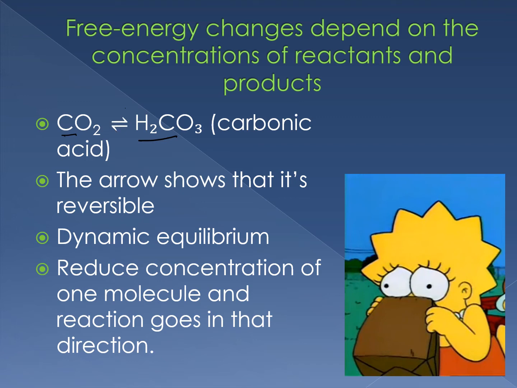As you can see by this symbol, they can go back and forth. So if there's lots of CO2, then CO2 breaks down into carbonic acid. This is a spontaneous reaction. It has to do with how these bonds are more and less stable.